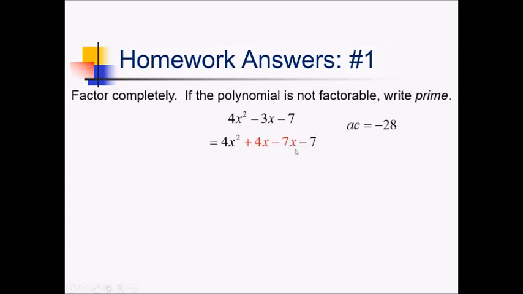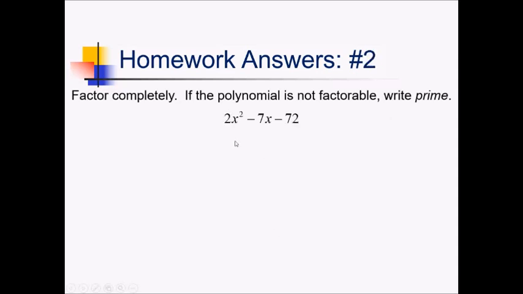And now that I have 4 terms, I can factor by grouping. For these first 2 terms, I can take out a 4x, leaving me with just x plus 1. For the next 2 terms, I can take out a -7, leaves me with x plus 1 as well. Since I have a common factor of x plus 1, I'll take that out. And then all that's left for the other parentheses is these leftovers, 4x and -7.